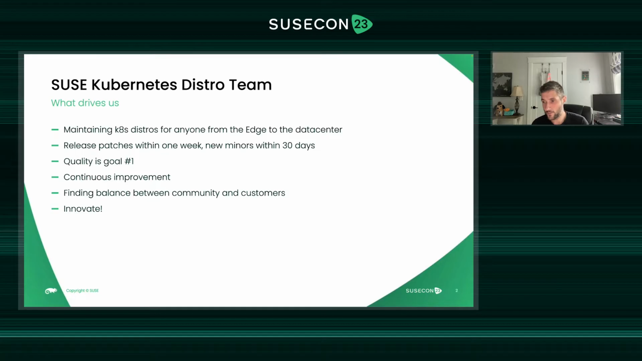So what we try to do is make sure that we get our patch releases out within 1 week of upstream and new minor versions out within 30 days of upstream. The reason for that delay is largely validation and making sure that we're testing all of our distros, all of our minors, all of our patches on all of our covered environments in our support matrix. So we care deeply about quality.